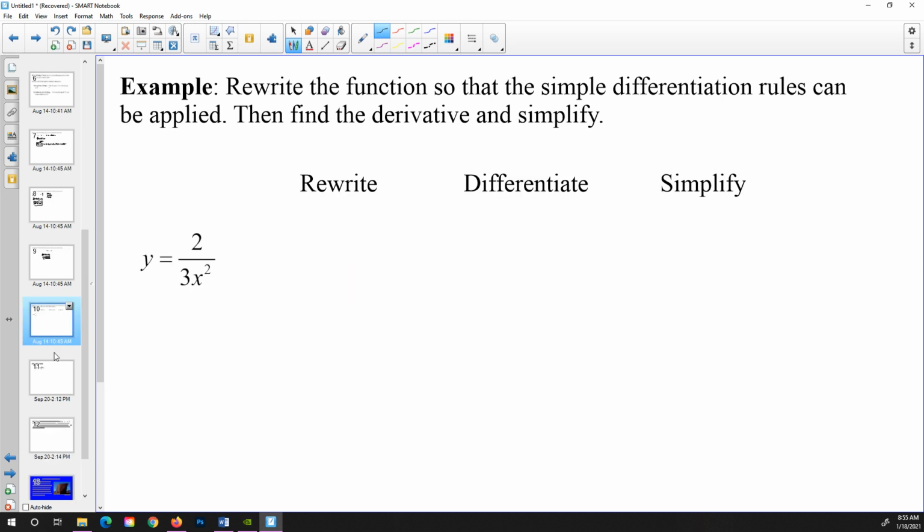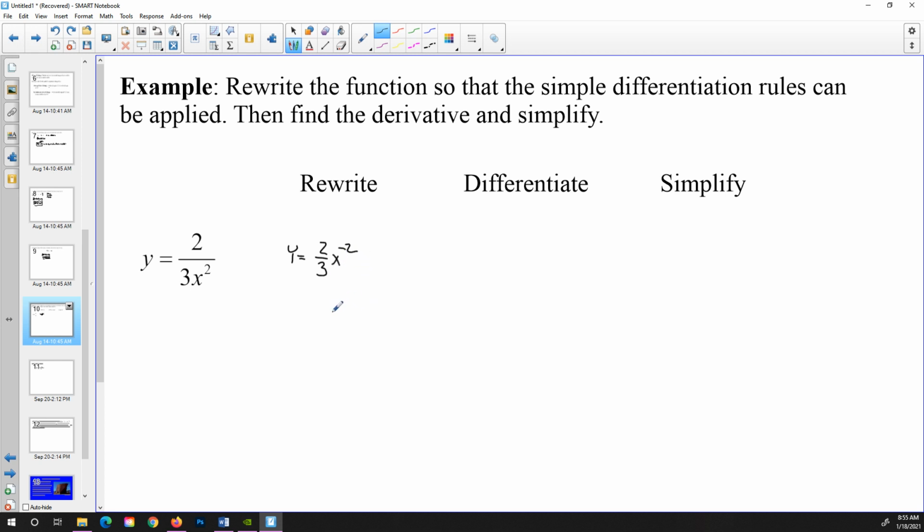We are going to come across some functions that don't necessarily fit exactly into our simple rules that we've so far discussed. And so some things we may have to rewrite so that we can put them in a form that will allow us to use these rules of differentiation. Here is an example. I have y equals 2 over 3x squared. So I'm going to rewrite this thing as y equals, well, I'll make it 2/3, that's the fraction, and then I'll use one of the properties of exponents and rewrite this as x to the negative 2.